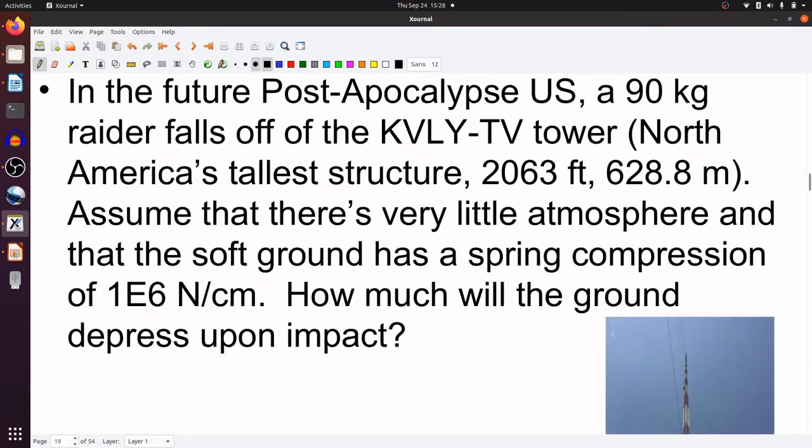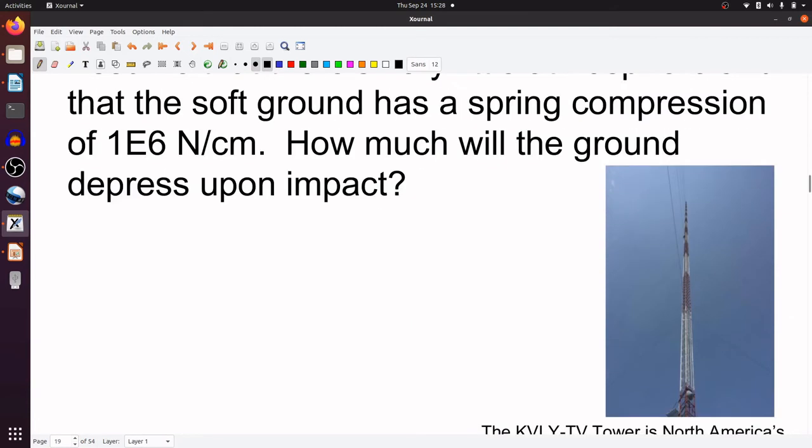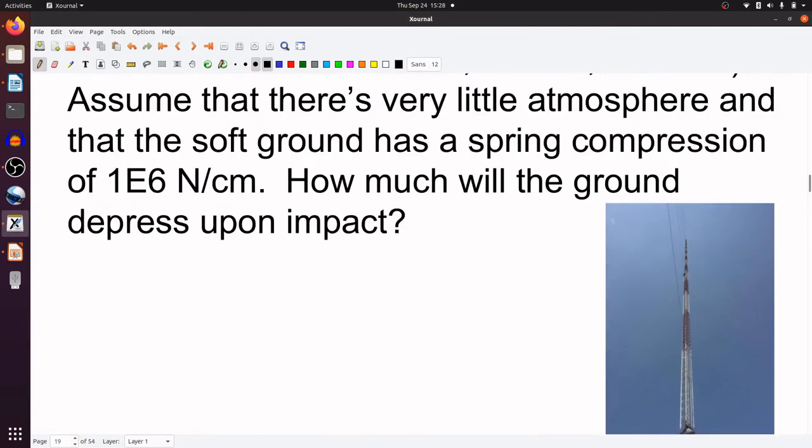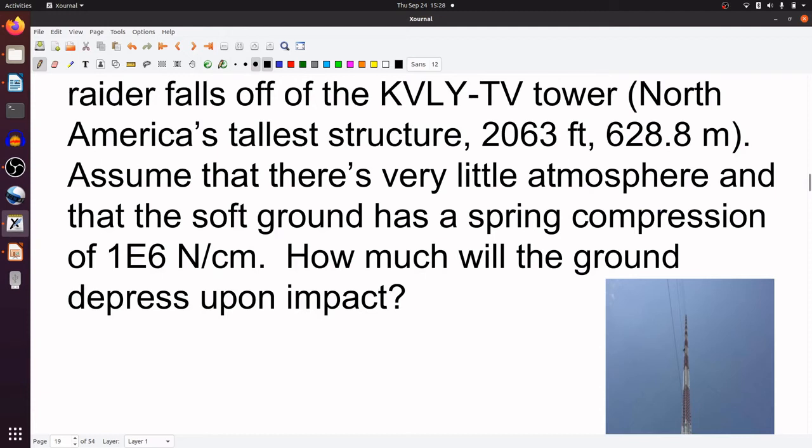A related problem, trying to find something very similar to that. This is the KVLY TV tower. It's in North America, particularly in North Dakota. It's actually the tallest structure in all of North America, way taller than Sears Tower, or Willis Tower, I'm sorry, that's what it's called now. It's actually 2,063 feet, quite tall. So it's 628.8 meters.